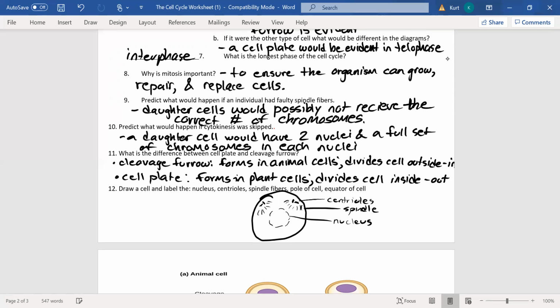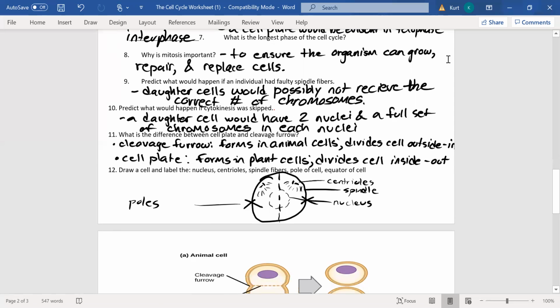Sometimes you can just call it the spindle. The poles of the cell are where I put the X's. Pole just means opposite. They're opposite sides, like North Pole, South Pole, or in chemistry, polar, non-polar, charged or not charged. And then the equator would be this dotted line. That would be like the metaphase plate.